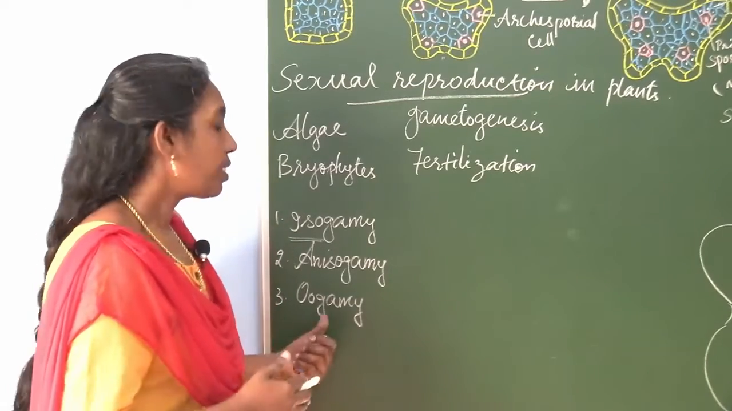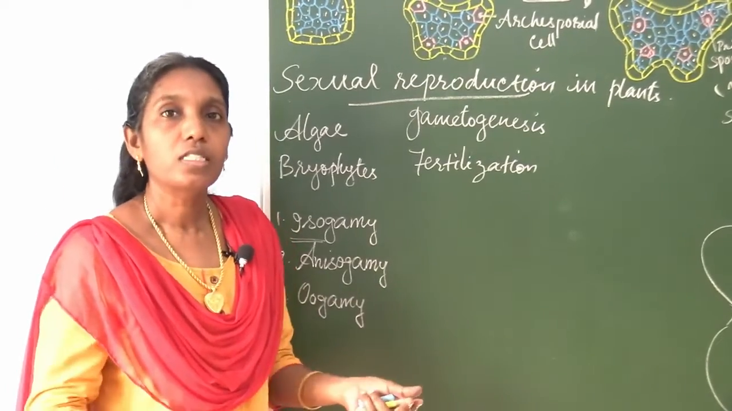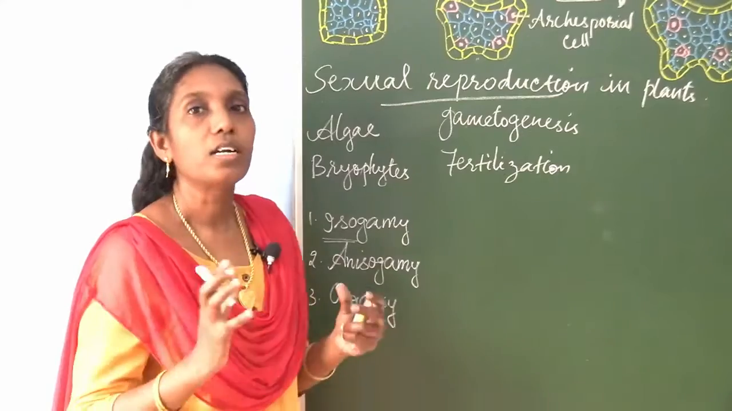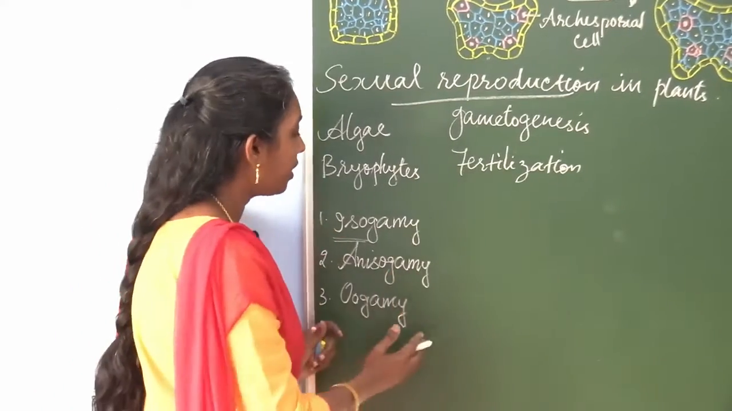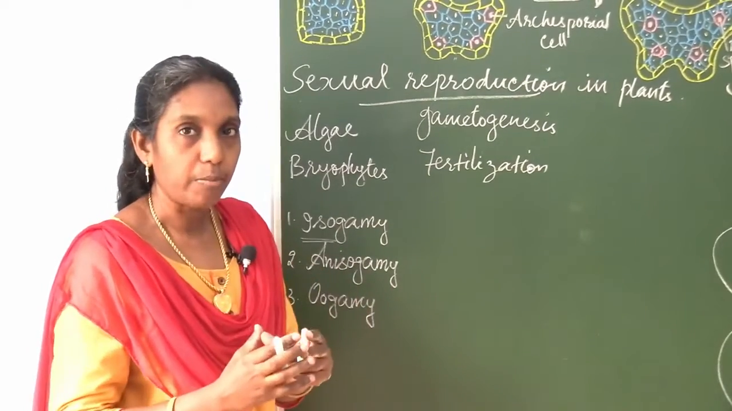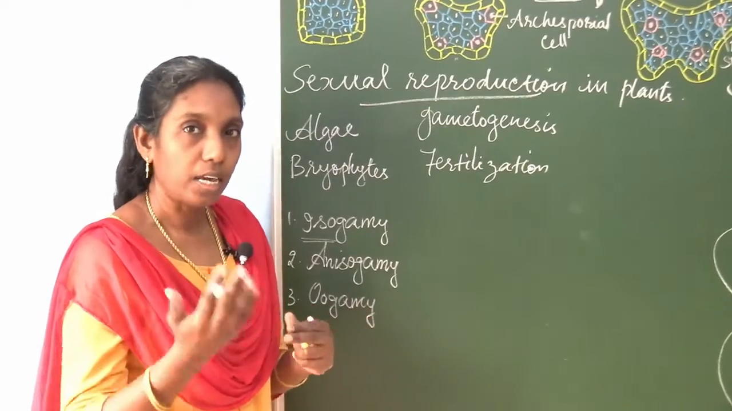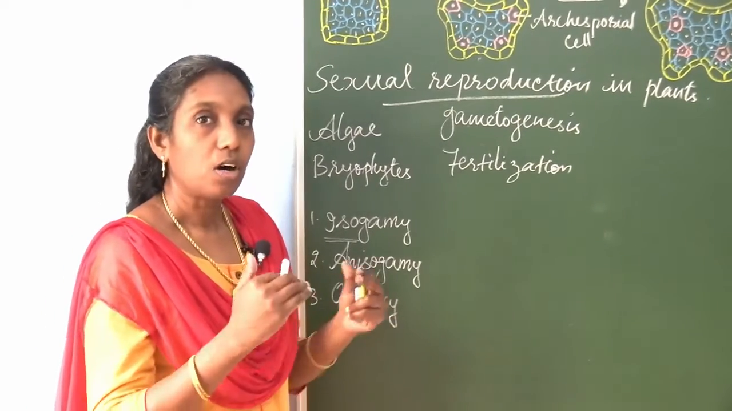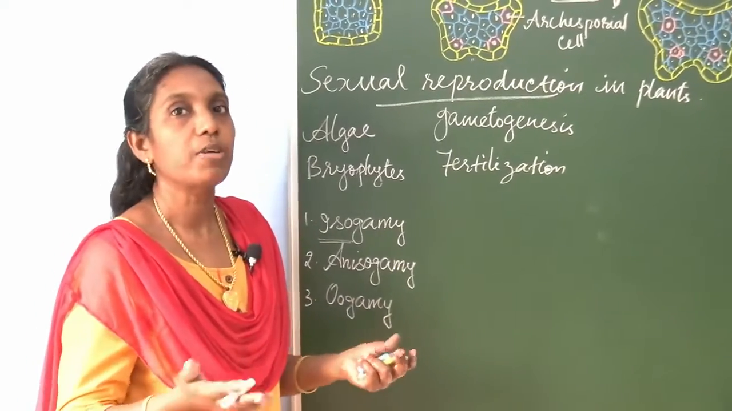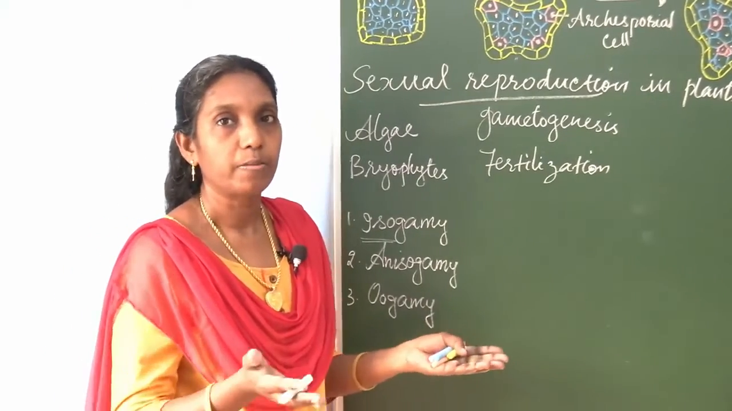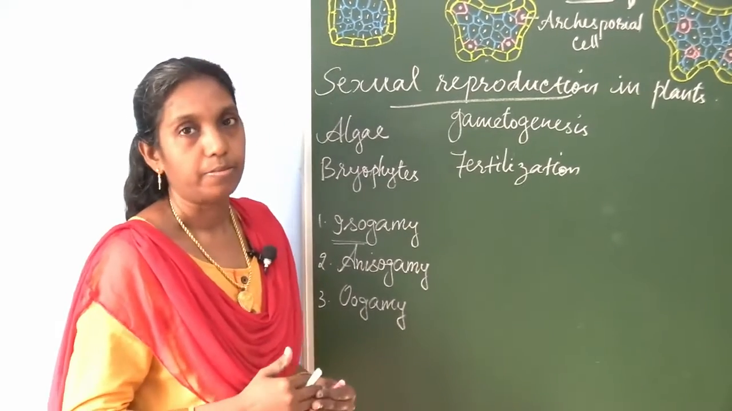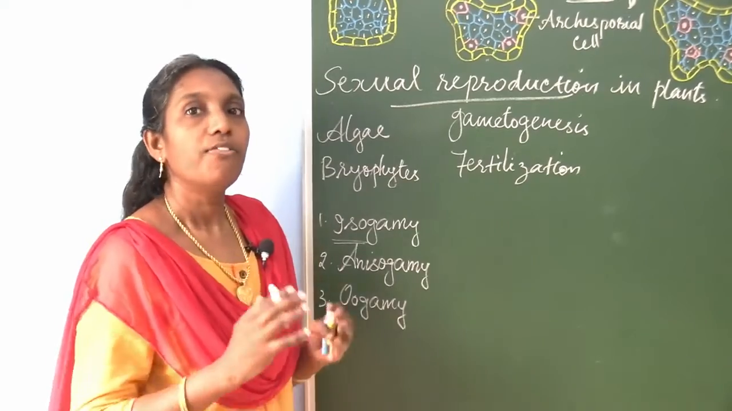Then another type is oogamy. Both morphologically and physiologically the gametes are dissimilar. So, there are three different types: isogamy, anisogamy, oogamy. Isogamy has similar gametes, anisogamy has either physiologically or morphologically dissimilar gametes, and in oogamy both the gametes are completely dissimilar, morphologically as well as physiologically. That type is oogamy.